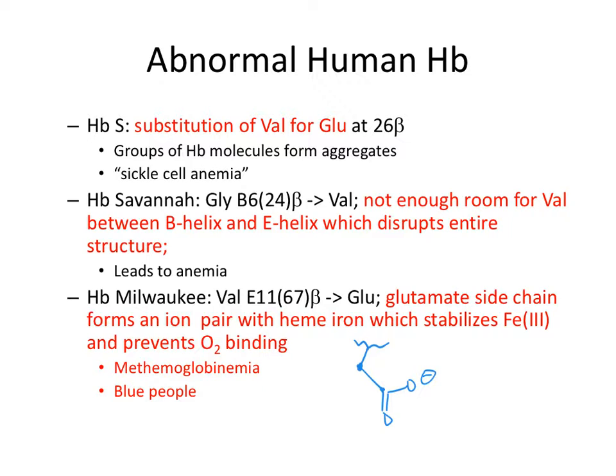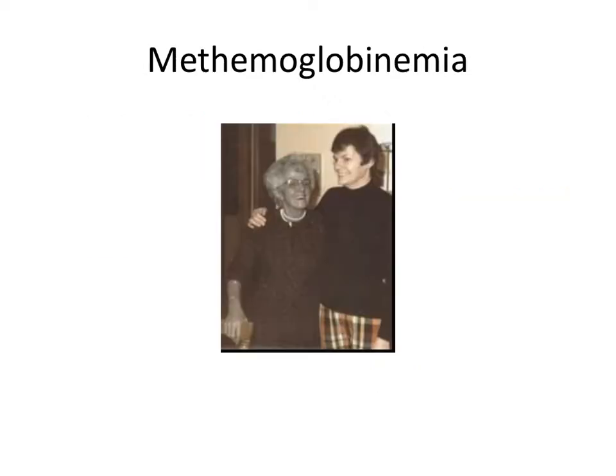And so, since the Fe3 prevents O2 binding, it causes a condition called methemoglobinemia, and it results in people being blue. They have a blue pallor to their skin. Unfortunately, I can't really tell this more gray here, but we can see there's an abnormal pallor to their skin. But they do have a blue look to them.